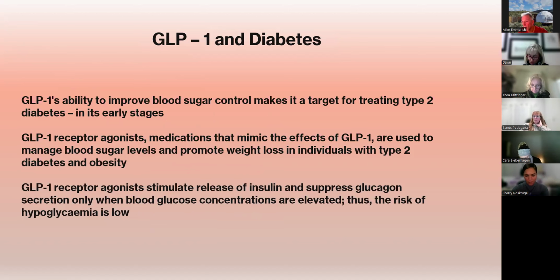As a sidebar around that, they found out that GLP-1 also helps with weight loss in the process.